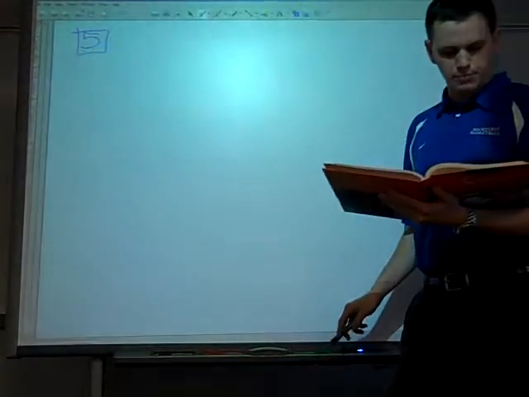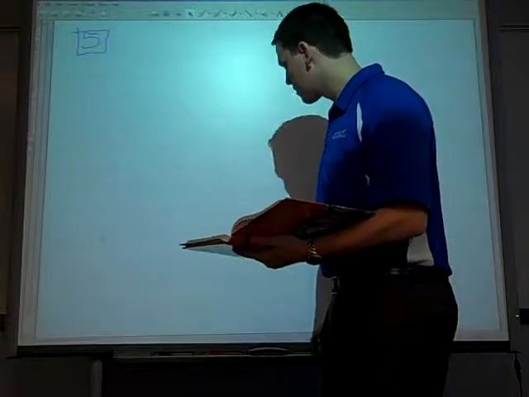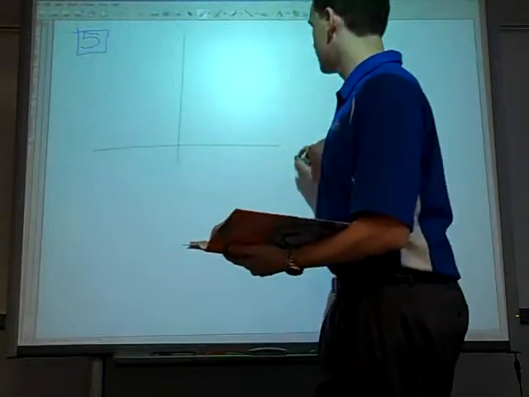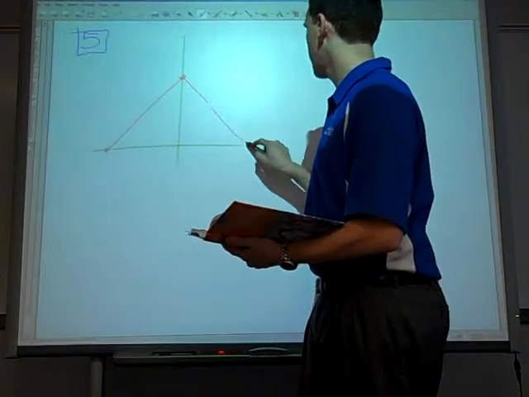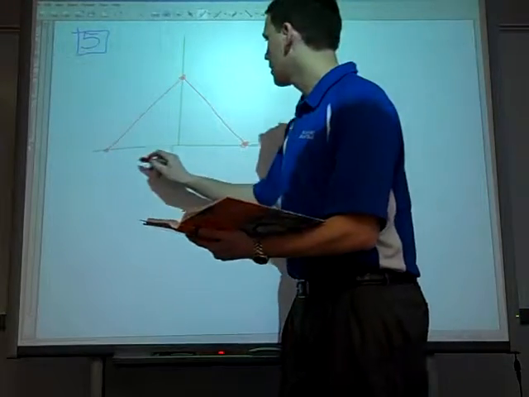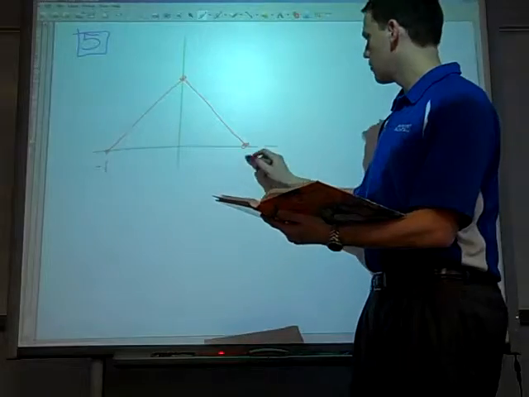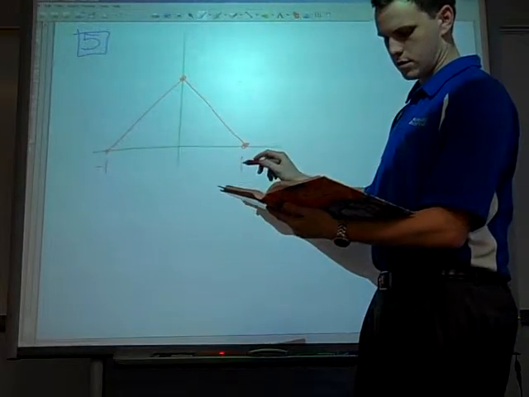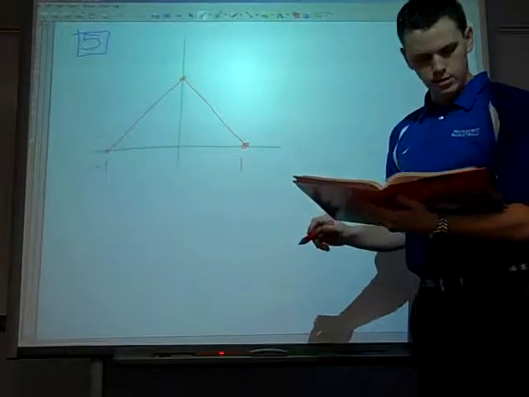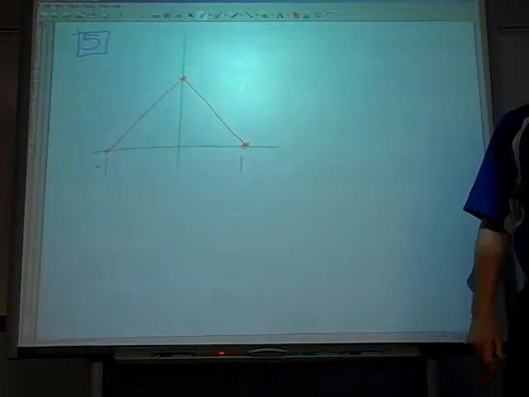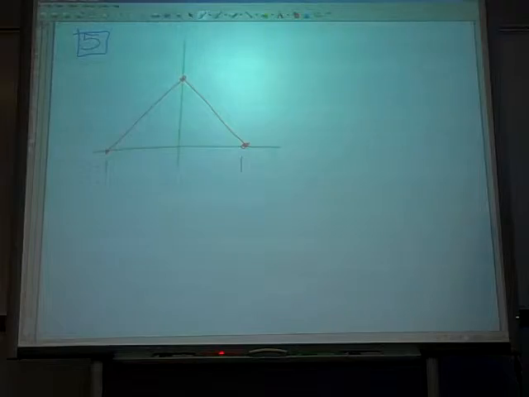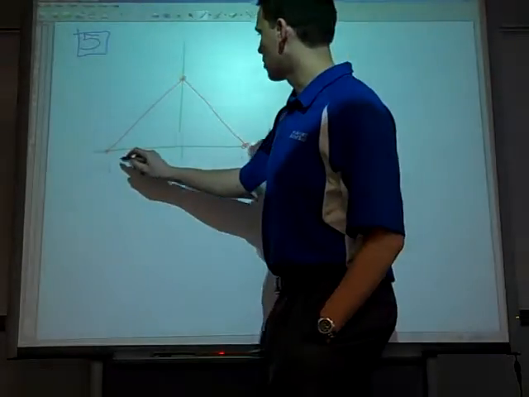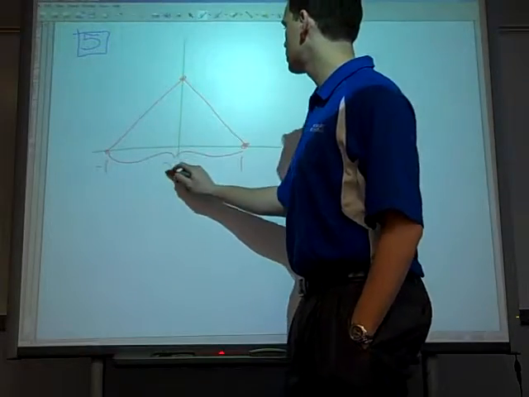All right, so number 5, we should probably draw a picture of exactly what's going on. We know that this is at -1, this is at 1, and let's see here, figure shows a rectangle and an isosceles triangle whose hypotenuse is 2 units long, right? Because this whole thing is 2 units.